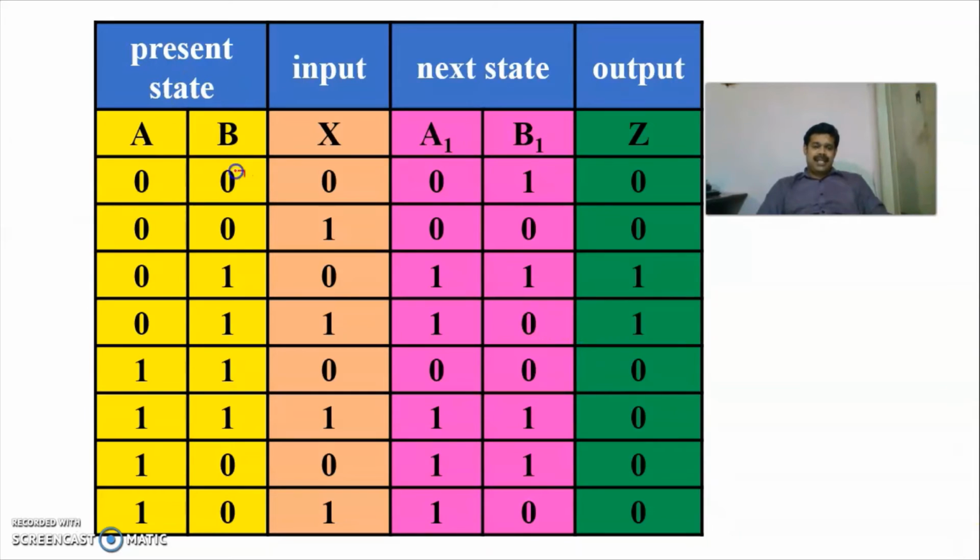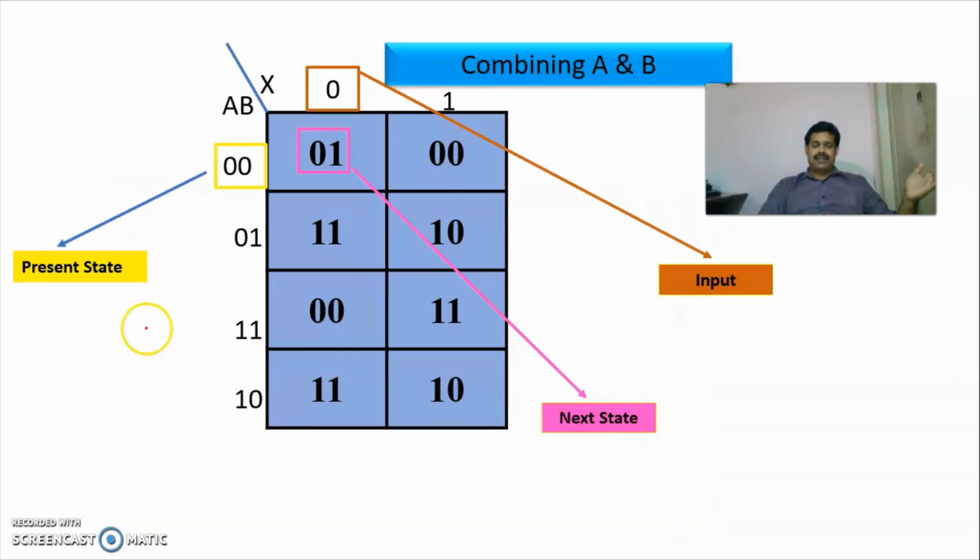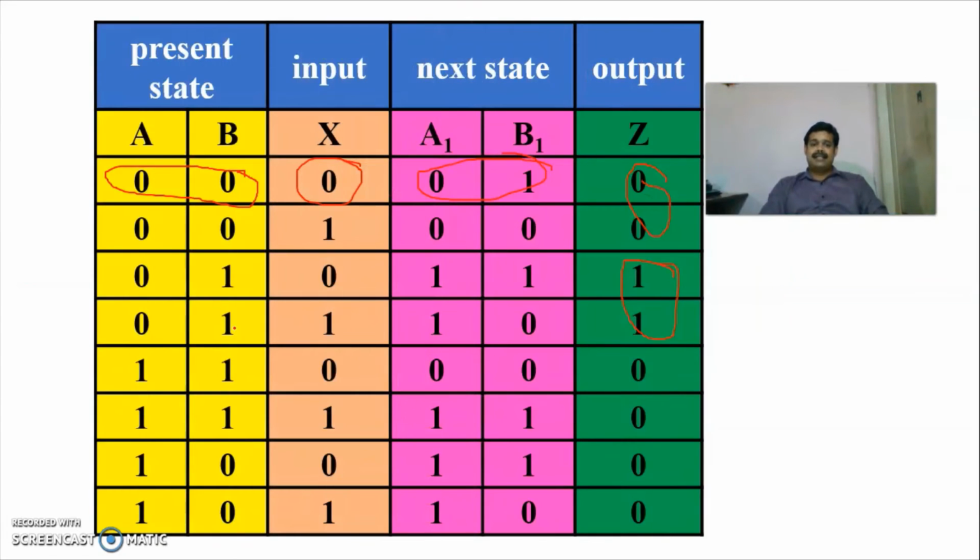So these are the states, 0, 0. When you are providing 0, it is going to 0, 1. Here the output is independent of x, whether x is 0 or 1, you'll be getting 0. Similarly, for 0, 1, the output will be the same, either the input is 0 or 1. So we have converted the combined next state tables of A and B into a transition table.